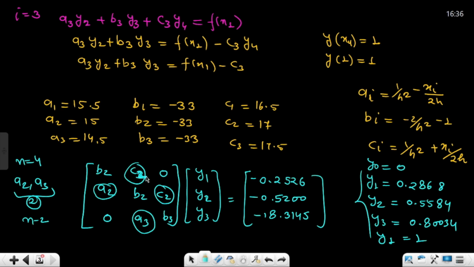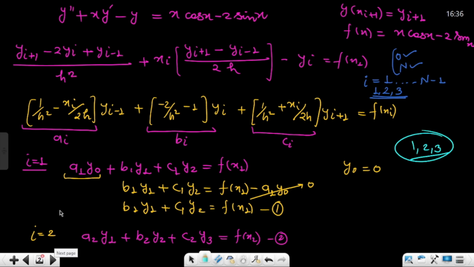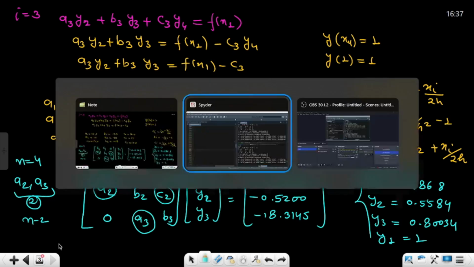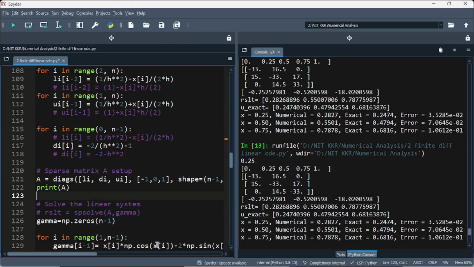B2, C2 and not B2, C3. I should start this with B1. Okay, I think I made a mistake here, that B1, C1, A2, B2, C2. Okay, yeah, this is the correct scenario. Now this is the correct system. You should correct this value now.